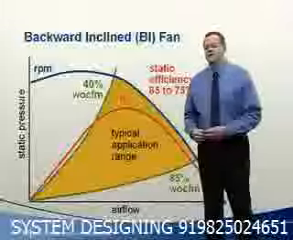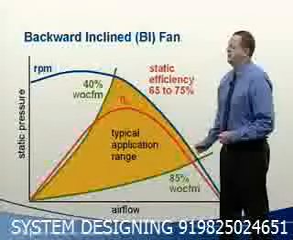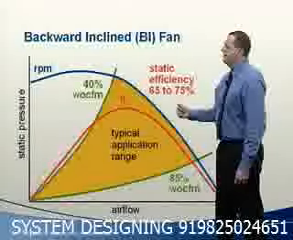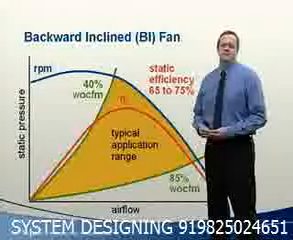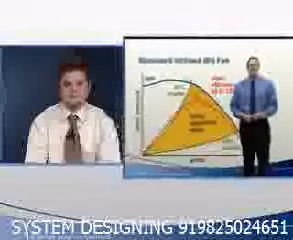The typical application range of a BI fan is between about 40 and 85% wide open CFM. Their maximum static efficiency is between about 65 and 75%, and this occurs around 50 to 60% wide open CFM. So BC and BI fans are typically more efficient than FC fans. Since the magnitude of surge is related to pressure, the surge characteristic exhibited by a fan of this type is usually more severe than that of an FC fan, considering BI and BC fans are typically used in higher pressure applications.